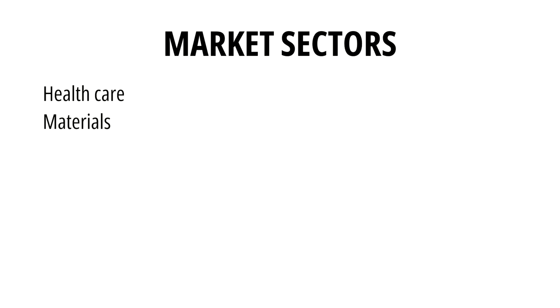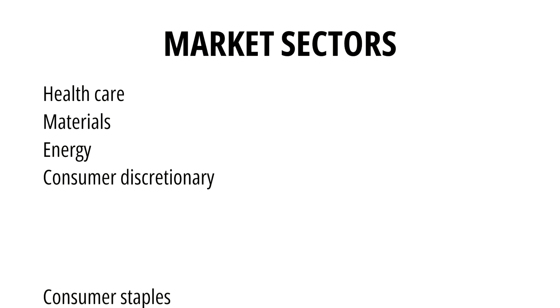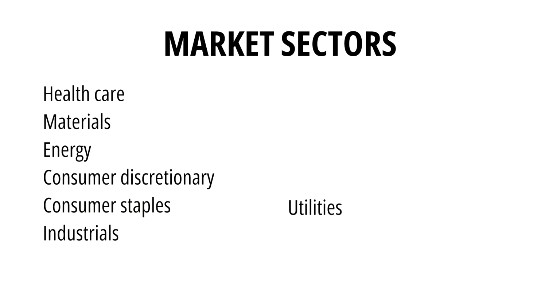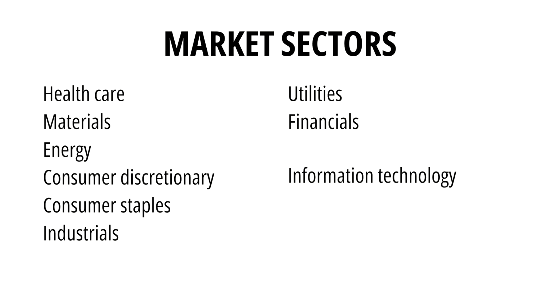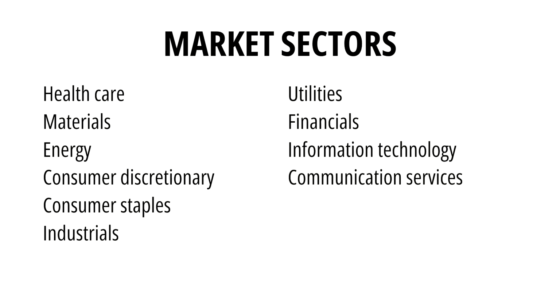So there's healthcare, there's materials, there's energy, there's consumer discretionary, there's consumer staples, industrials, utilities, financials, information technology, communication services, as well as real estate. Now, among these market sectors, a couple of them, actually 3 of them, are considered to be defensive sectors, which usually do very well in a market downturn or in an economy downturn.